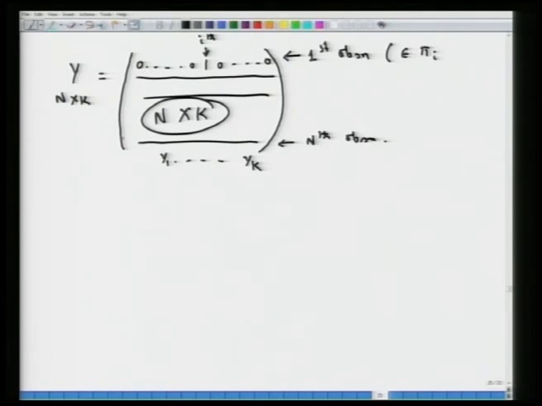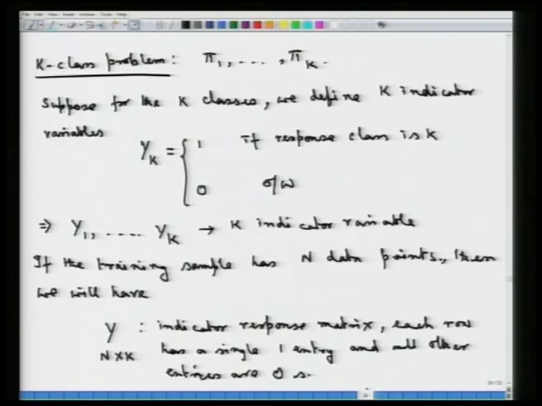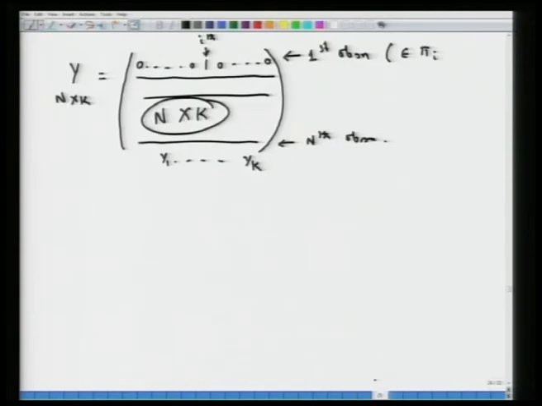So, the entire data, using the k indicator variables y1, y2, yk, we are able to write in terms of this n cross k matrix, which is the indicator response matrix. Each row of this matrix Y has a single 1 entry and all other entries are 0. That is because of this simple reason.